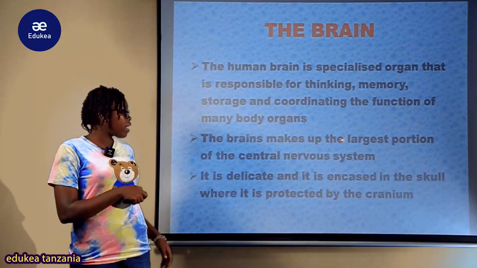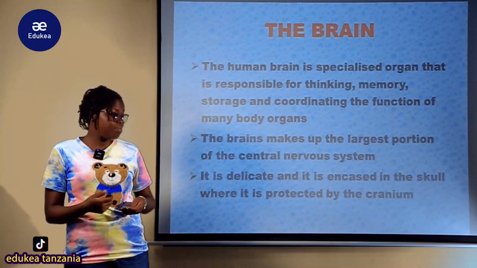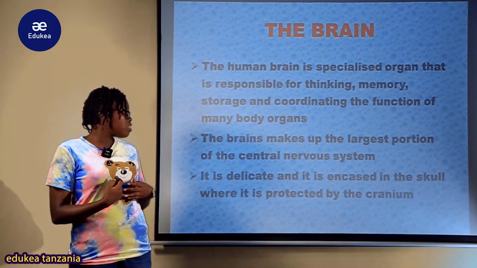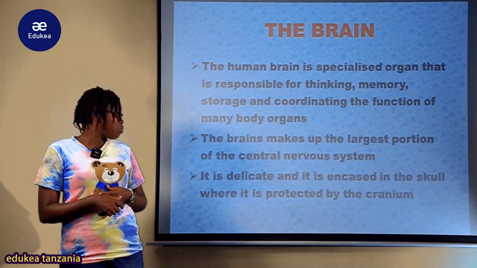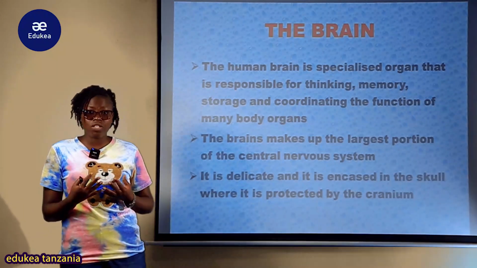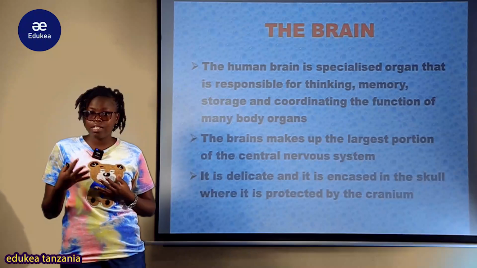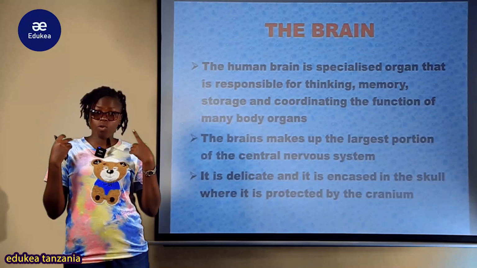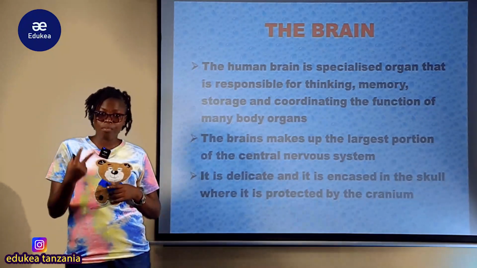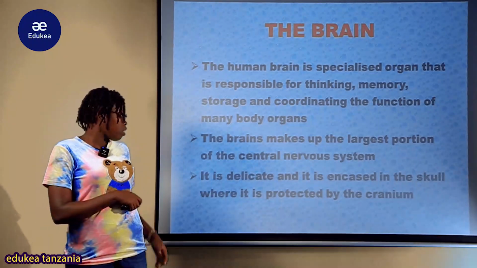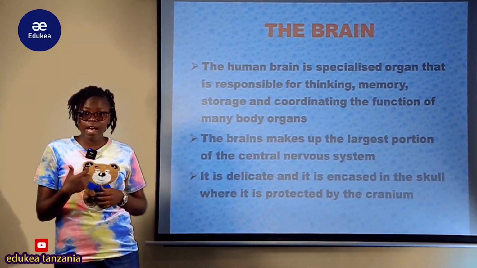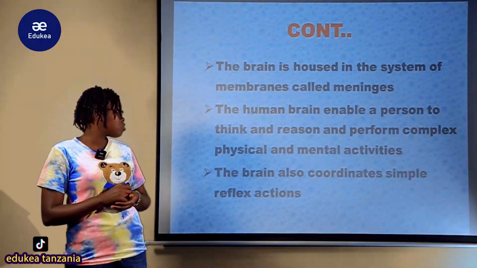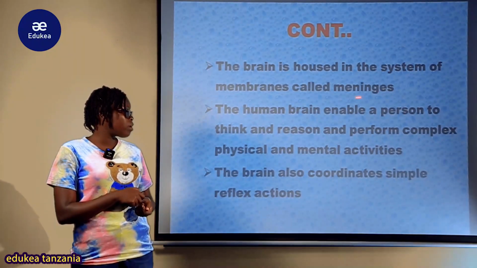So the brain makes up the largest portion of the central nervous system, and it is delicate and is encased in the skull where it is protected by the cranium. So the brain makes up the largest portion of the central nervous system na ni very very delicate. Ubongo ni kitu ambacho very very delicate ukiangalia structure yake, na imekuwa imefunikwa ndani ya fuvu. Katika mifupa yetu kuna fuvu, ambayo ni skeleton ambayo imeprotect the brain, na pale kuna cranium ambayo hapa ni moja ya hard tissue ambayo inasaidia katika protection of this delicate organ ambayo ni brain. So the brain is housed in the system of membranes called the meninges.